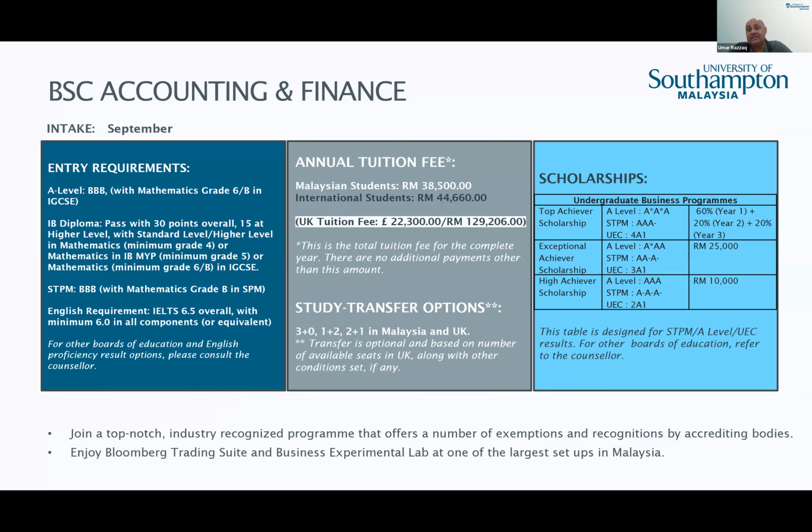including a B in mathematics in IGCSE or O level system, right? They don't require a B in mathematics in A level. Any three subjects with B and a B in mathematics earlier, that's enough for admission.